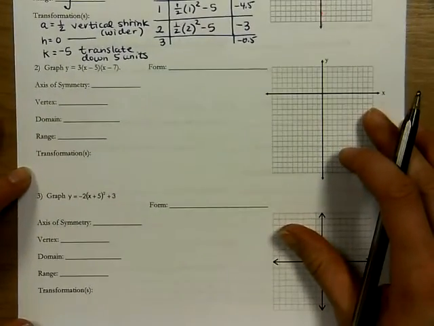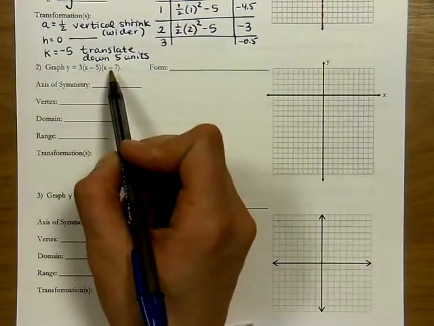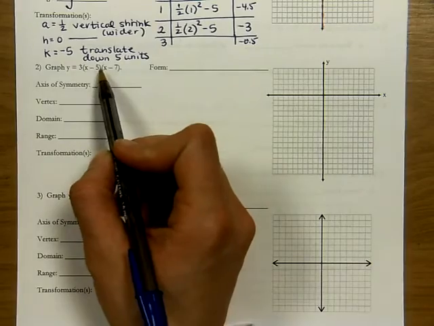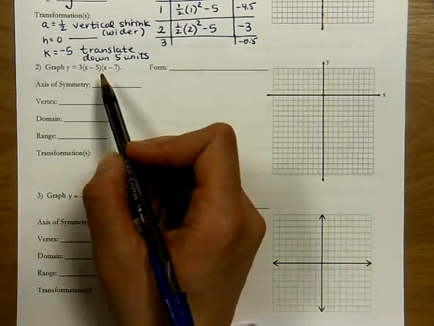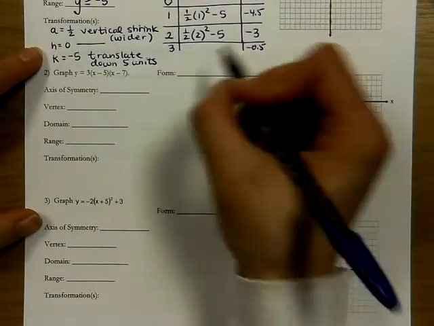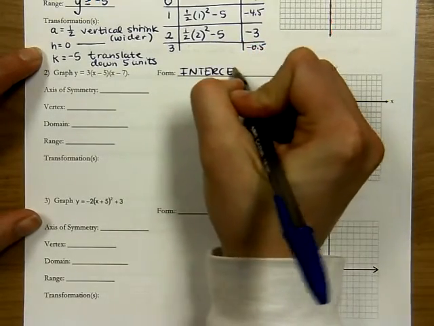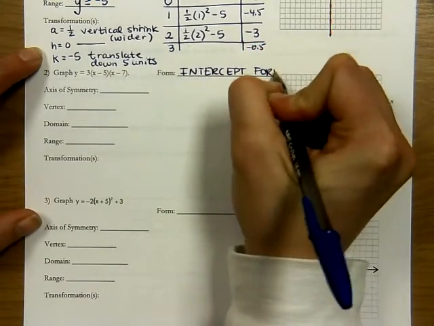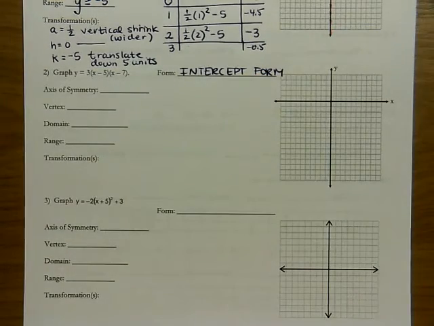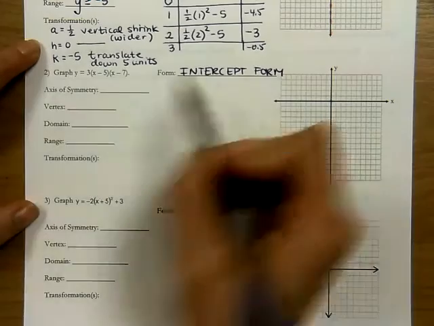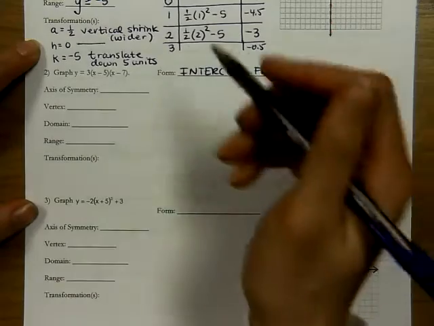Moving on to number 2. I look at number 2 and I see 2 sets of parentheses. I see 2 x's, neither of them are being squared, so I know that this would be intercept form. Now in my head I'm thinking, well, how do I graph a function that's in intercept form? Well, when it's in intercept form, the name kind of helps me figure out what I can find from the equation. I can find the intercepts right away, so that's my very first step.